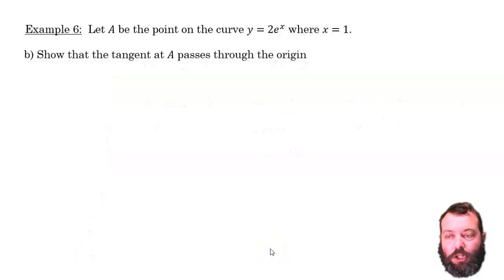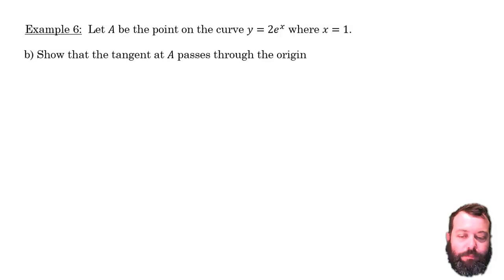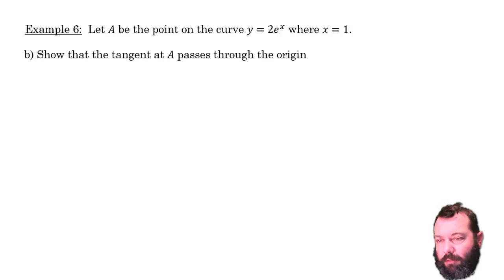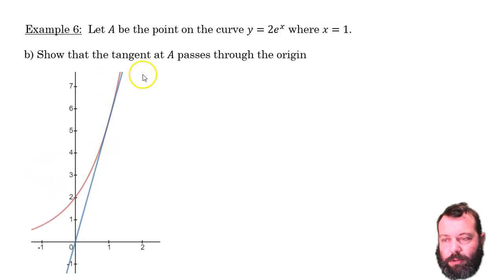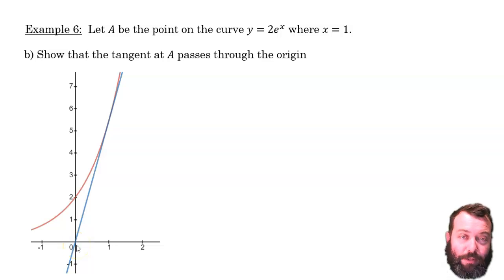Part B says show that the tangent passes through the origin. Well, looking at that equation, we sort of see that it doesn't have a constant. It's in gradient intercept form, y equals mx plus b. And there isn't a b, or b equals 0. That's probably enough, but we'll do it here by substitution. There's my tangent. And you can see it's passing through the origin there.